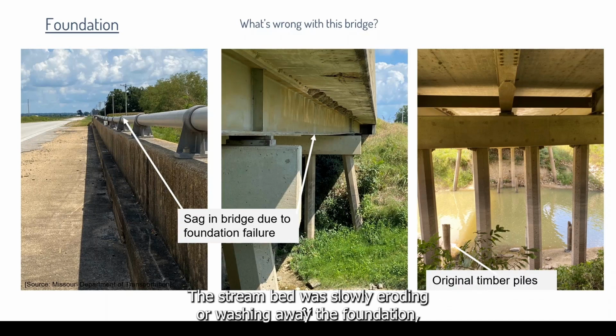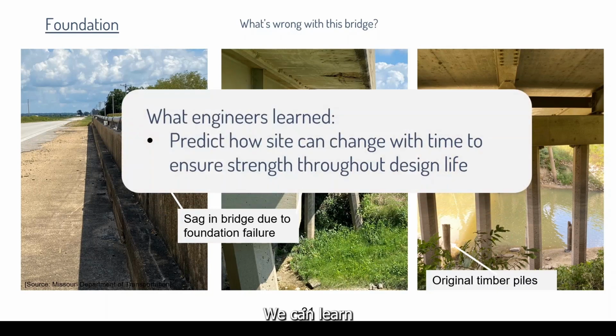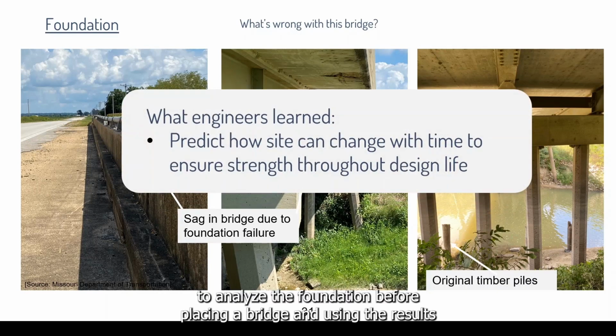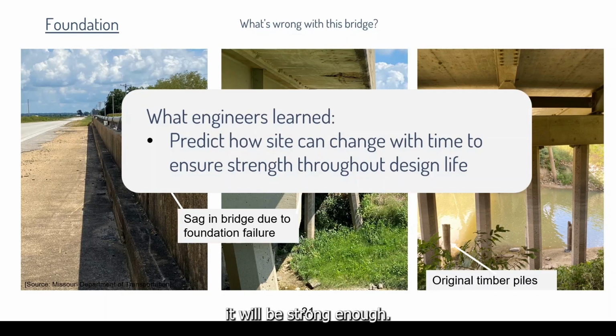The stream bed was slowly eroding or washing away the foundation, which ultimately may have reduced the strength of the foundation. At that point, engineers have to take into account how the foundation of the site may change with time. The foundation can change pretty quickly when water is involved. So what can we learn from foundation constraints? We can learn to analyze the foundation before placing a bridge and using the results to predict how the area will change over time to ensure it will be strong enough.